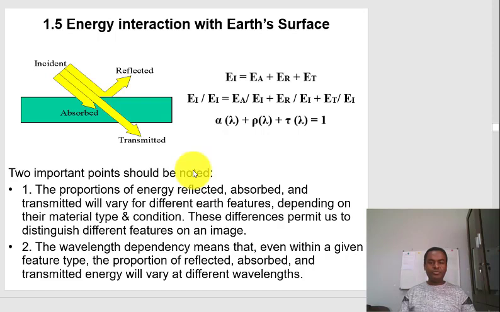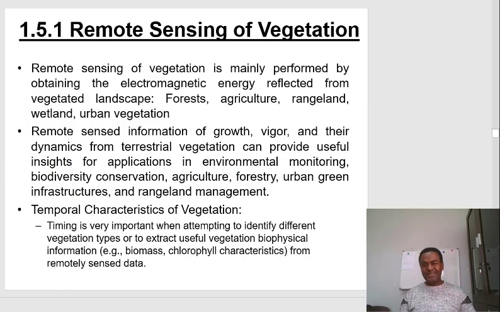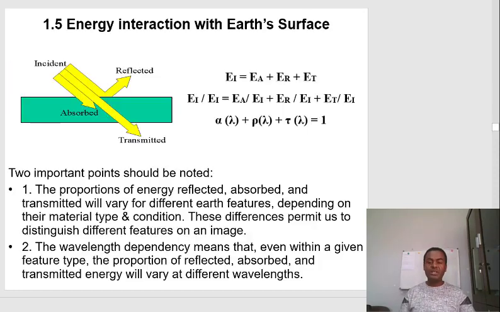Now let's come to the most important aspect of this lesson, that is remote sensing of vegetation. Based on the energy interaction with Earth's surface, when we say Earth's surface, there are different types of Earth's surface. But in environmental studies, we are interested in Earth's objects such as vegetation, soil, and water.